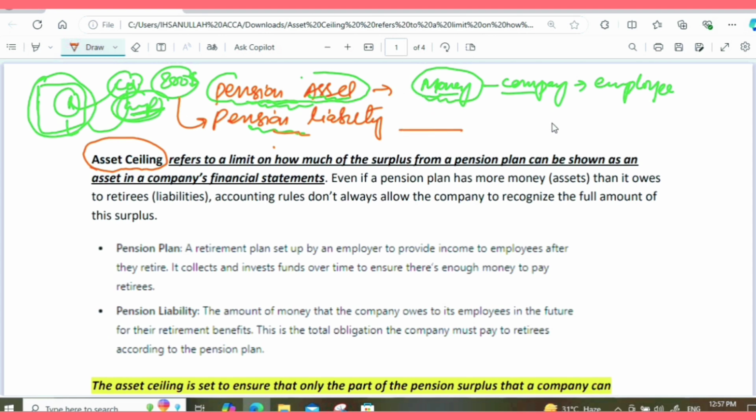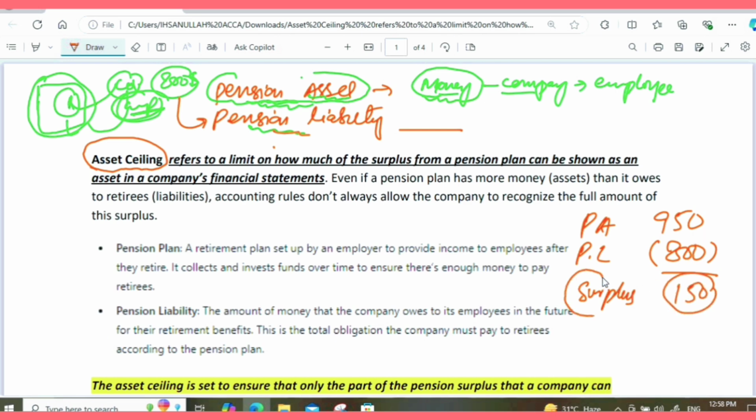Once you understand these two concepts, you will get a new figure from here. Let's say this is the pension asset, and this is 950, the fair value of the pension asset, and the pension liability will be 800. Then when you deduct the pension liability, the liability of the employee, you will get a surplus, and that will be 150.